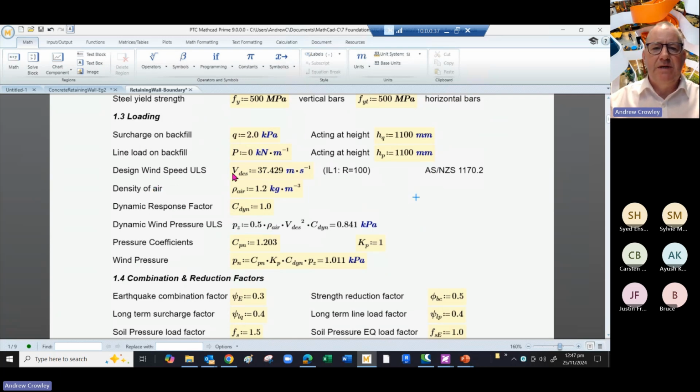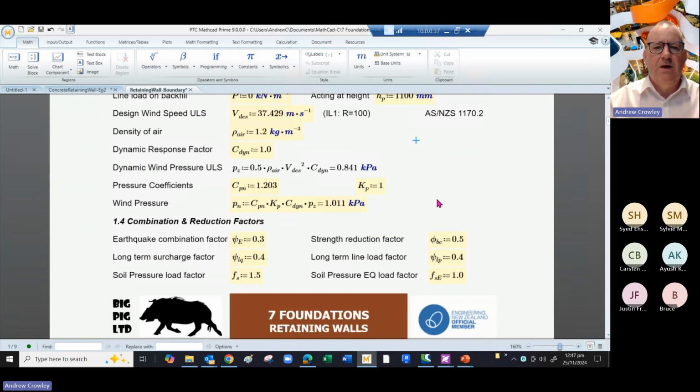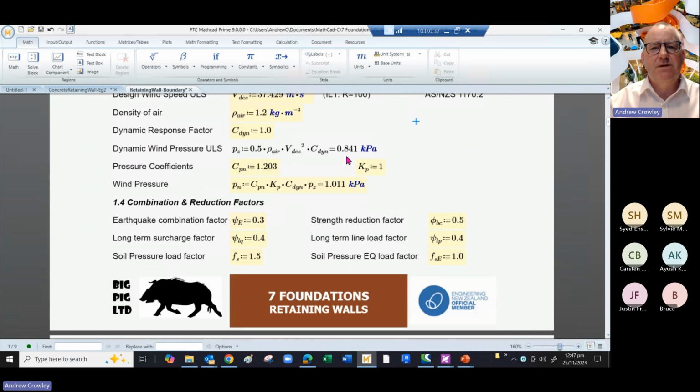The design wind speed, because we're looking at an IL1 structure, we're looking at a return period of 1 in 100 years. So our design wind speed is 37, and that gives you dynamic wind pressure of 0.84. Because our pressure coefficients are 1.2, we're going to work out with a wind pressure of just slightly over 1 kPa.